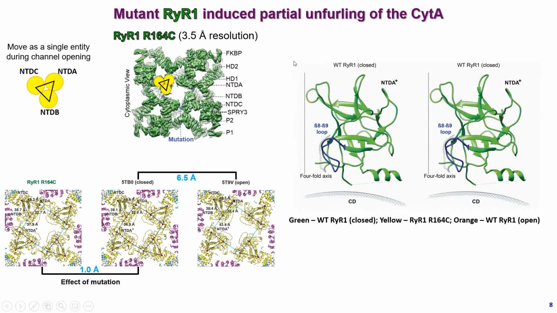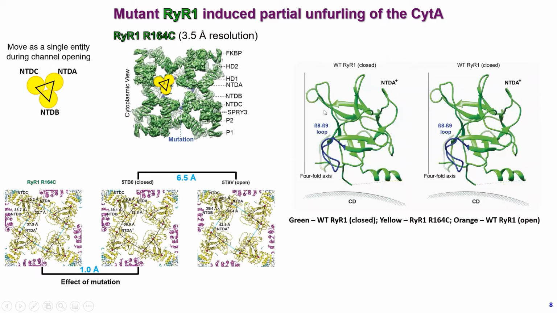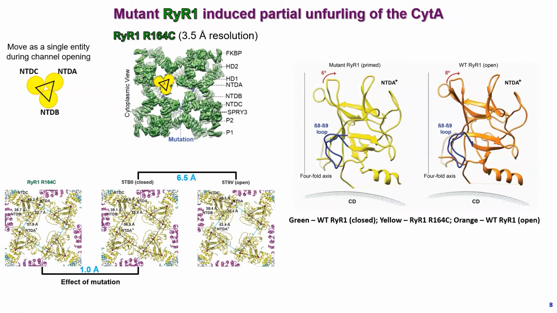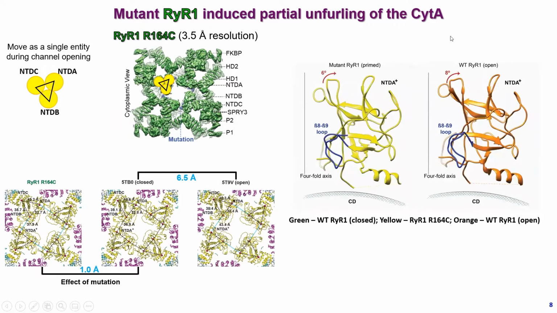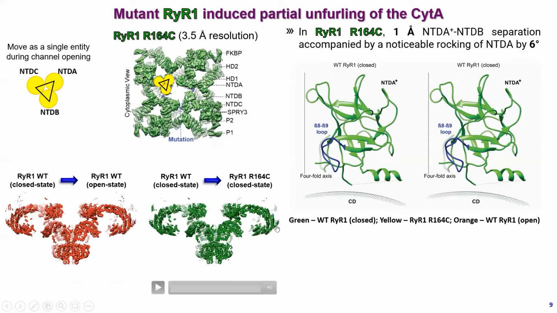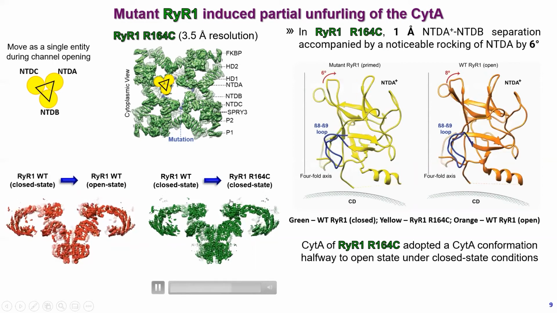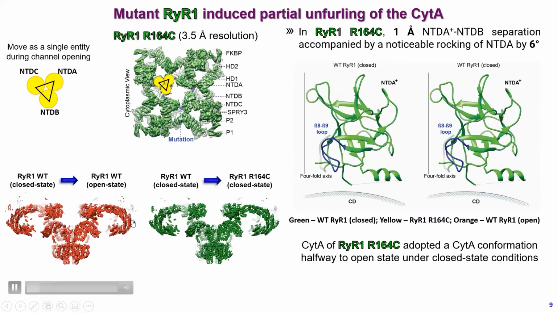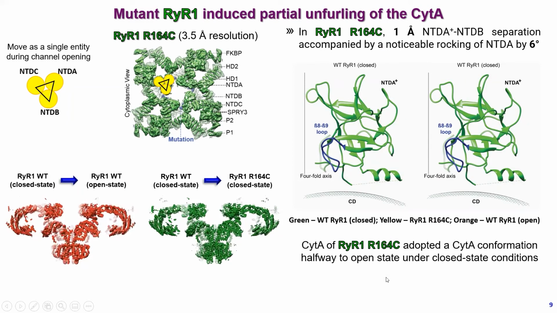Along with this 1 angstrom separation, we also observed a 6-degree rocking of the NTDA domain in the mutant channel, which is shown in yellow here, versus the wild type closed channel shown in green. This is very comparable to the 8-degree rocking that is seen during wild type channel opening. So the cytoplasmic assembly of the mutant channel, which is shown in green over here, underwent a downward motion, which was very similar to the downward motion that was seen during wild type channel opening. So the cytoplasmic assembly of the mutant channel adopted a pre-activated conformation under closed state conditions.